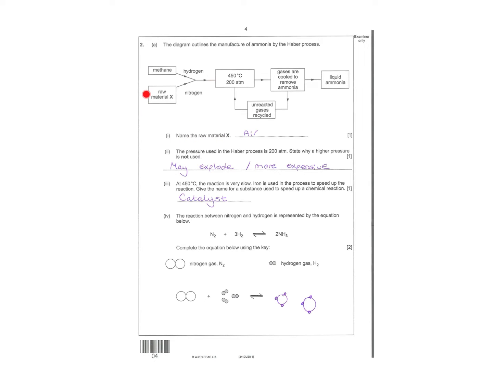Name the raw material X. That's going to be air. We take the nitrogen from the air. Temperature and pressure is used, at 200 atmospheres. State why higher pressure is not used. It could explode and it's more expensive.